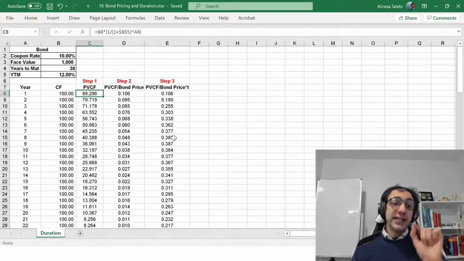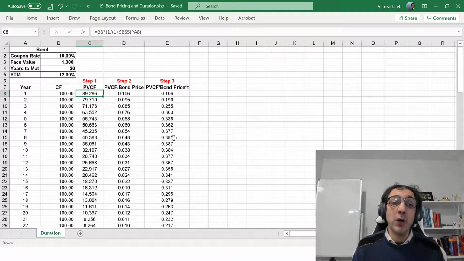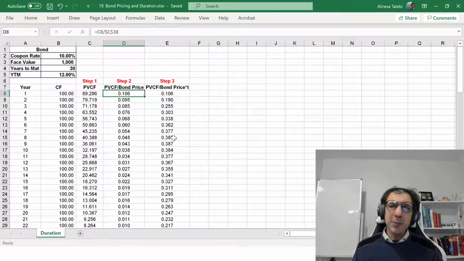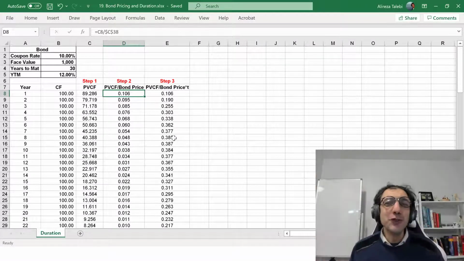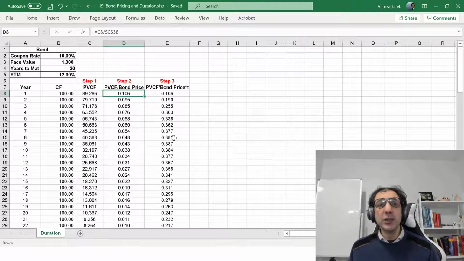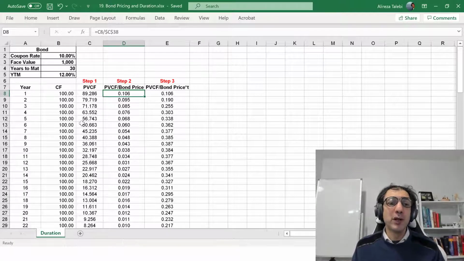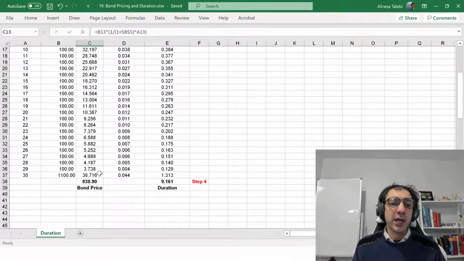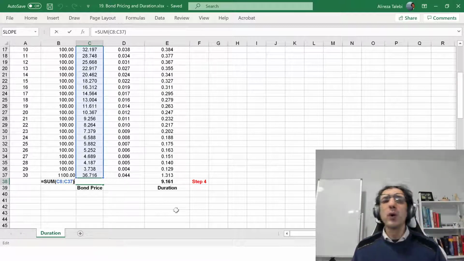That's the first step. The next step, you need to find the proportion of the present value of the cash flow to the bond price. Maybe you say, Ali, what is the bond price? Remember, we mentioned the bond price is the present value of all the future cash flows. In other words, if I add all the numbers I calculated in the first step, this gives me the bond price. That's what I'm doing at the end of year 30. So that's the bond price. How did I get that? Simply I added all the present values of the cash flows.